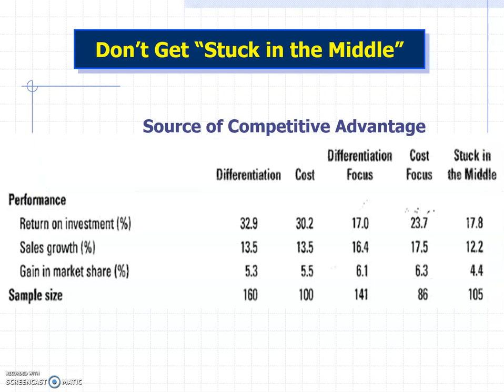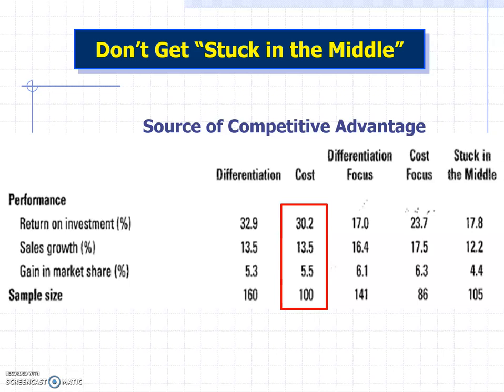But interestingly, this has actually been examined in some past research. So if you look at the performance on the left, the performance in terms of return on investment, sales growth, and gain in market share, right? And these are different companies, so the sample size is listed in the bottom row. And they look at different companies that are specifically following these different approaches. The firms that follow differentiation have the highest performance in terms of return on investment, which is almost 33%. And then you can see in sales growth, 13.5, gain in market share, 5.3. If we look at the cost approach, also high performance, right?